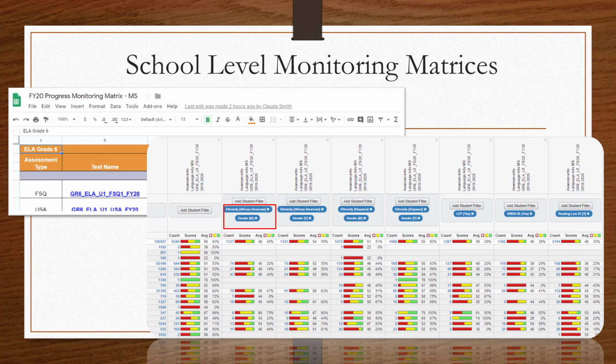Another resource that is available to school administrators are the school level progress monitoring matrices. These documents reflect the most recent administered local assessments such as FSQs, USAs, and NGSQs. You have the ability to compare your performance to that of like schools that have also administered the same assessment. The first column of the linked scoreboard report is unfiltered to provide overall performance, while the remaining columns are filtered by specific demographic subgroups. For instance, African American, Hispanic, LEP, SWD, and Low 25, respectively.